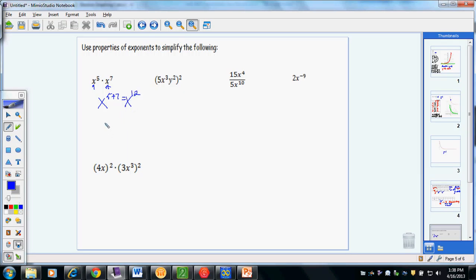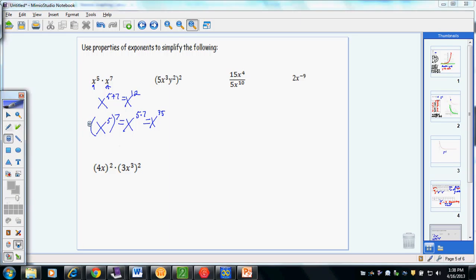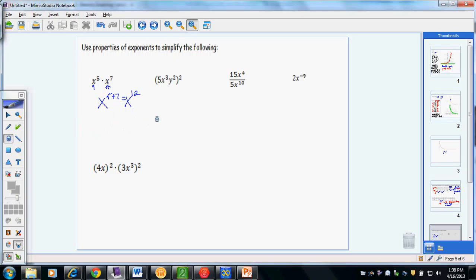Now again, if I had x to the 5th raised to the 7th power, that would be the same as x to the 5 times 7, which is x to the 35. But we know that isn't the case here because we're multiplying the same bases with different exponents. So look at numbers here for a second.